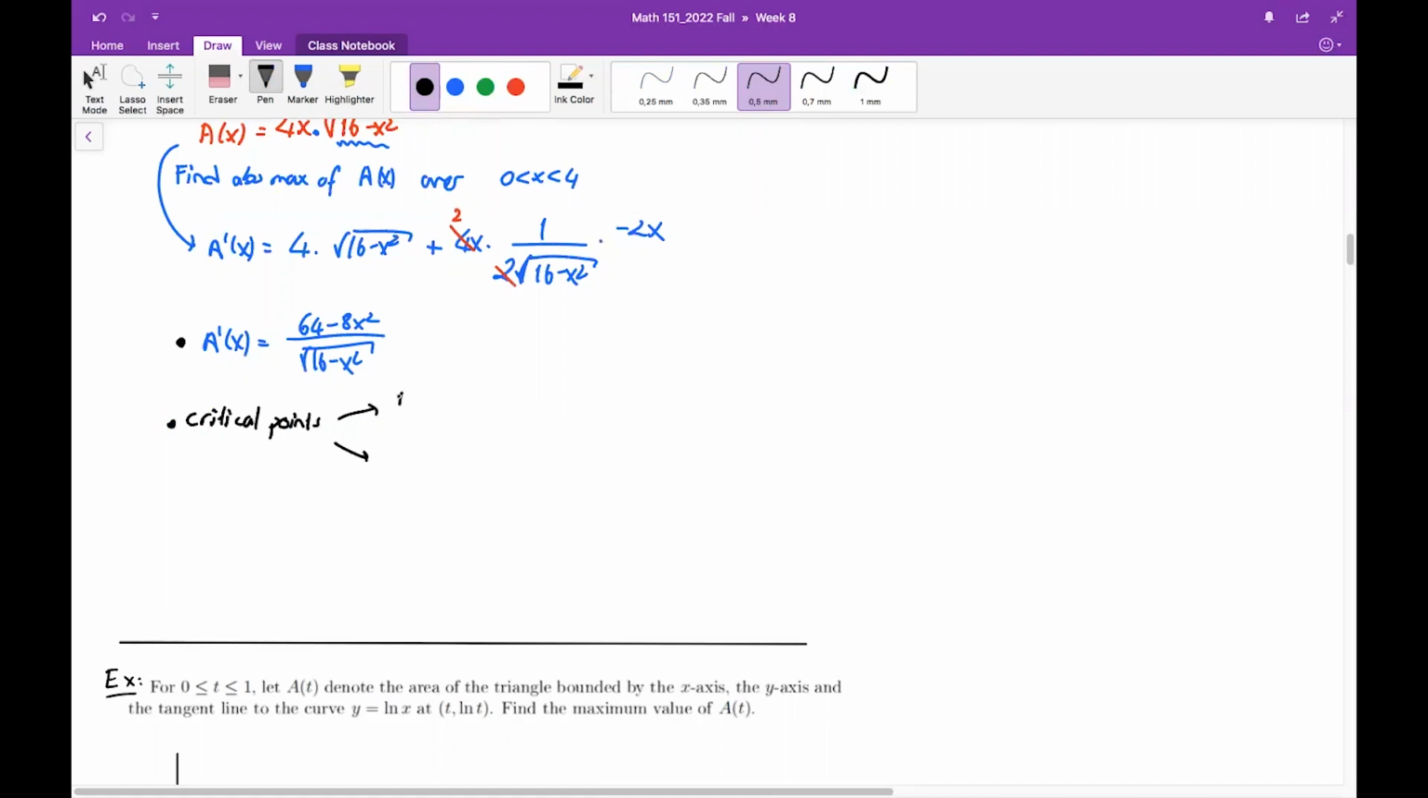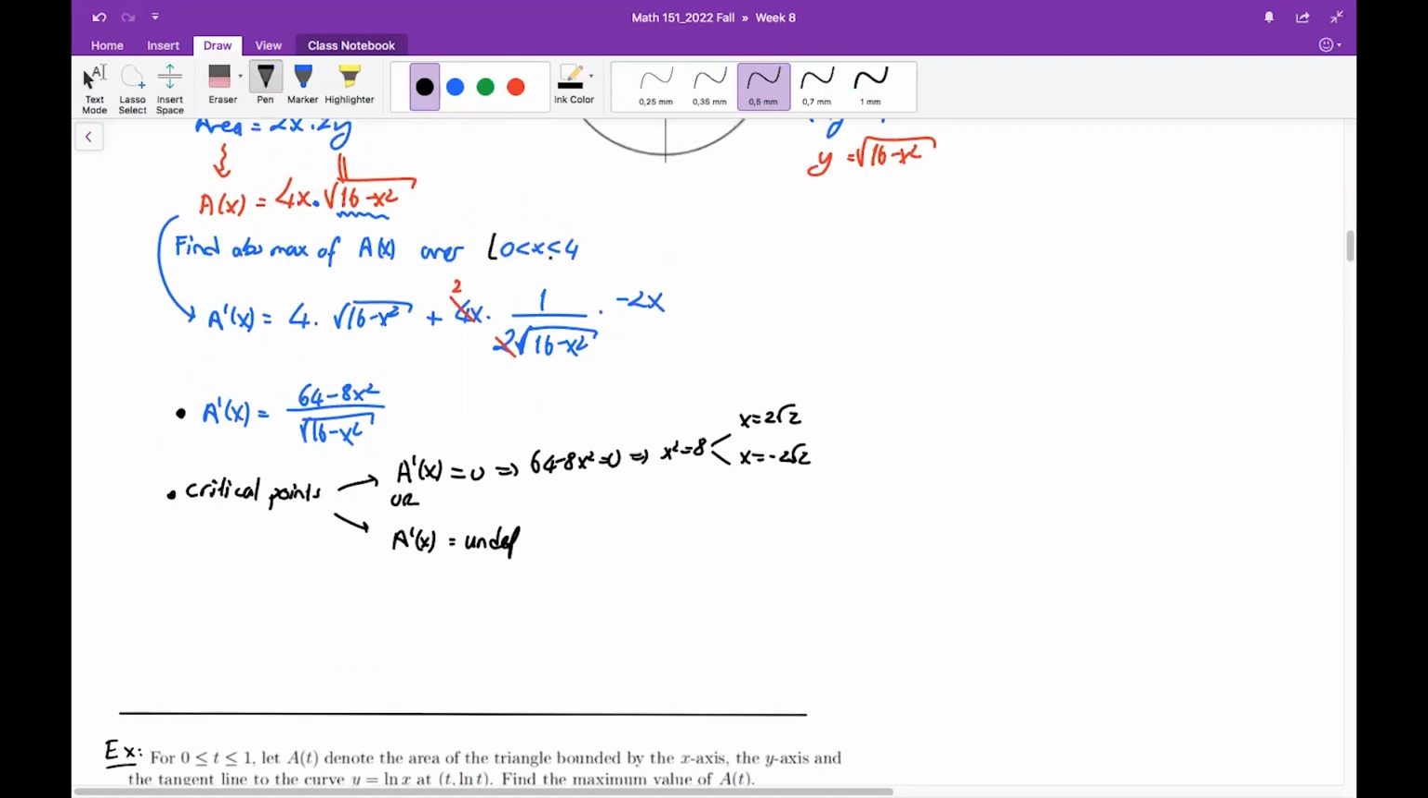Okay, critical points happen when the first derivative is 0 or the first derivative is undefined. The first derivative becomes 0 if, look at the denominator, if this expression is 0, so x squared is 8. So x is 2 square root 2 or minus 2 square root 2, right? And look at the interval on x. x can be between 0 and 4. That's why you can directly eliminate this point because it is not in the interval for x.